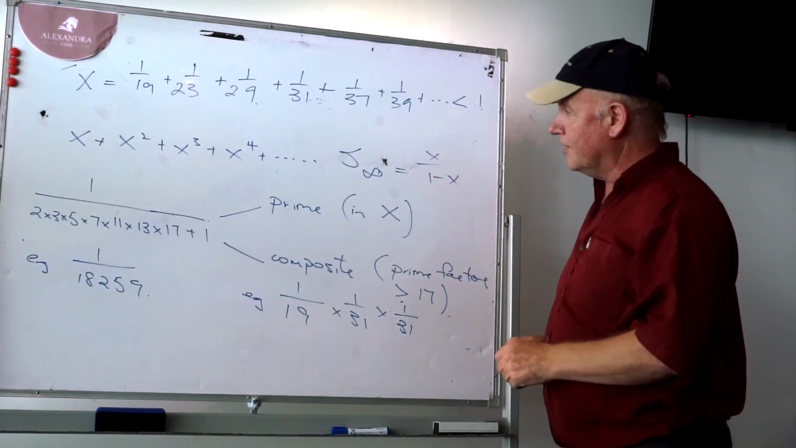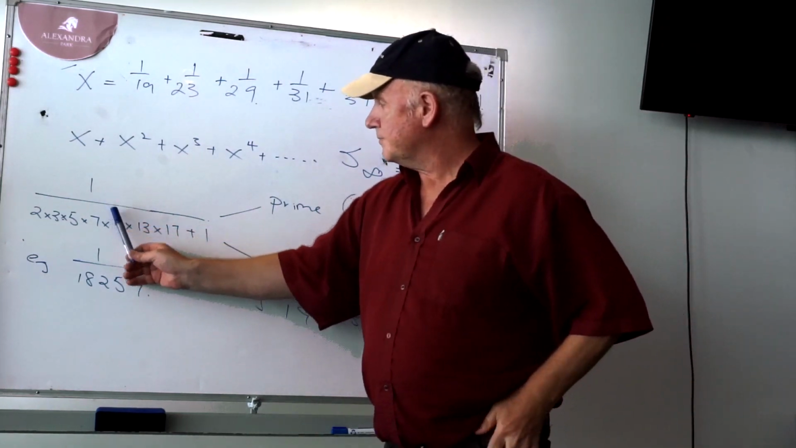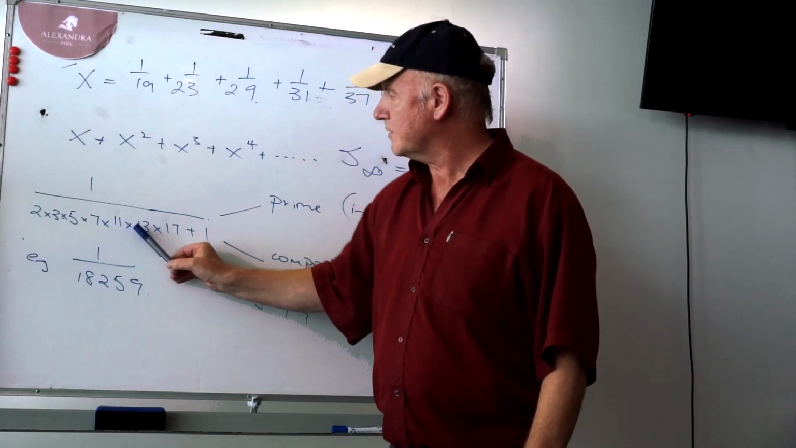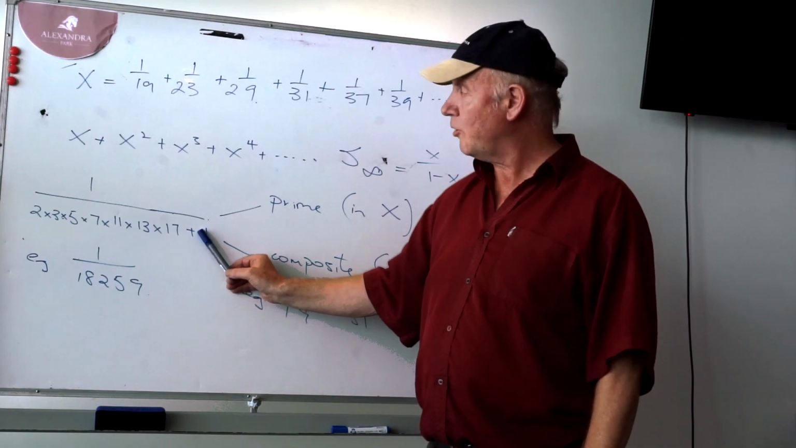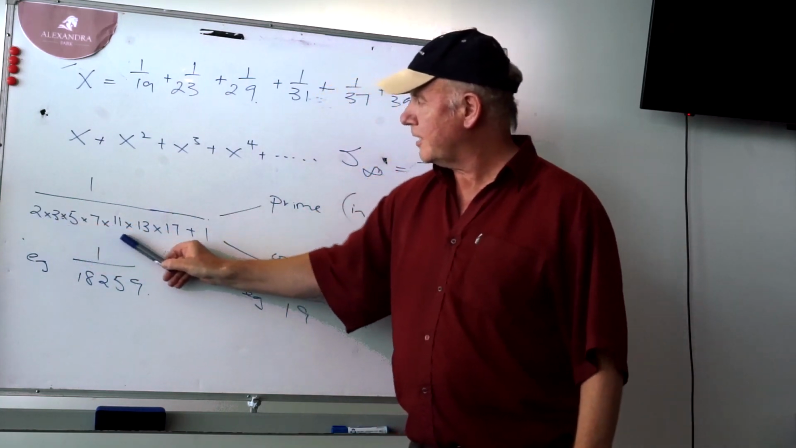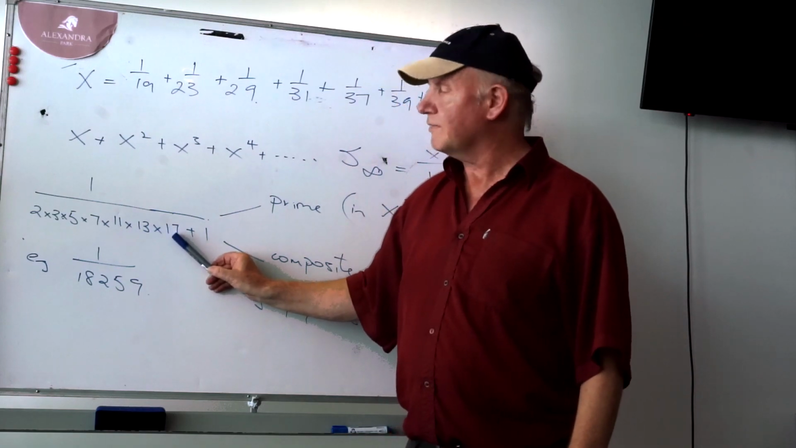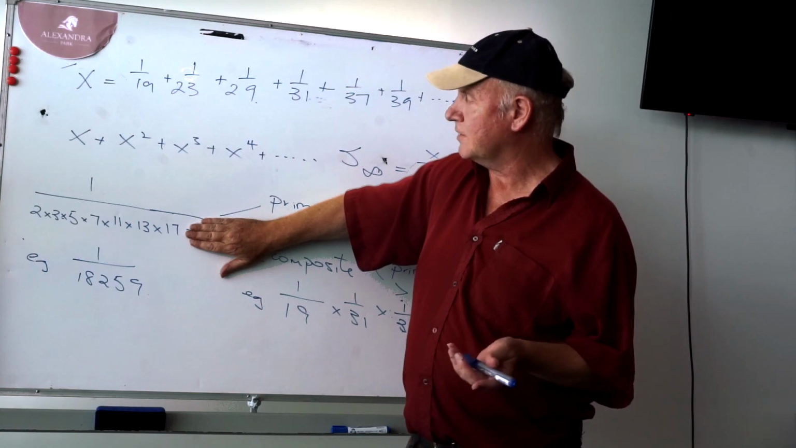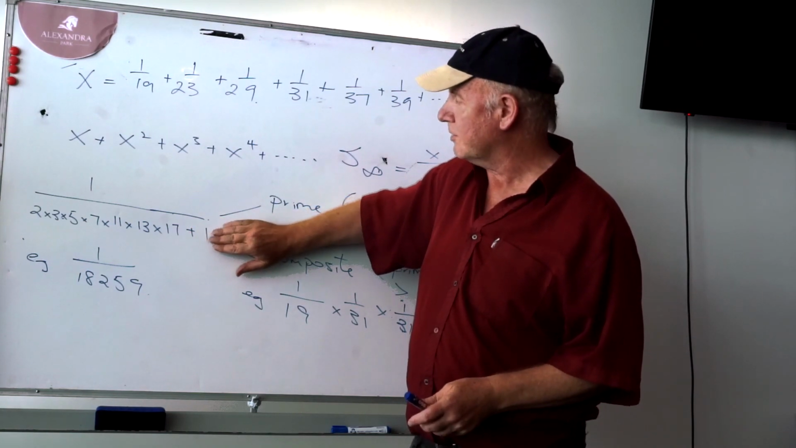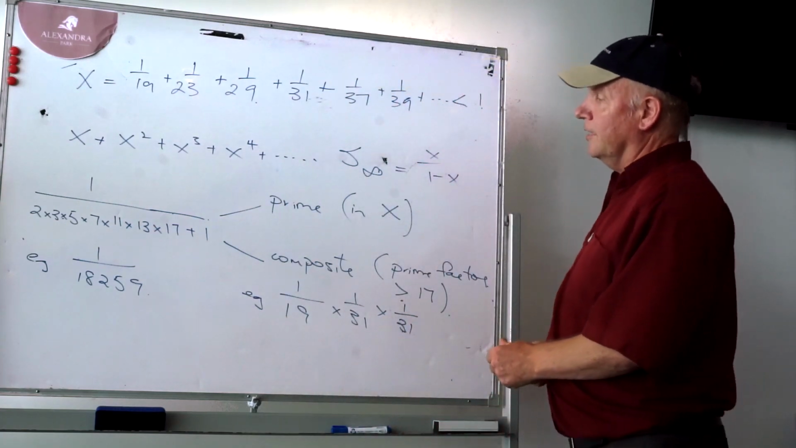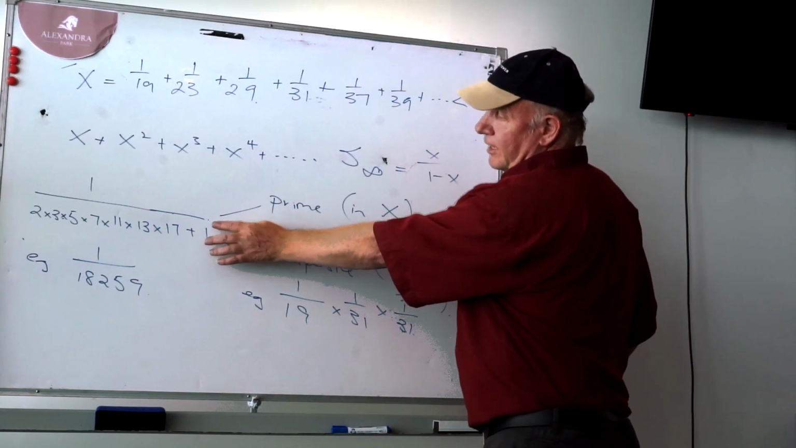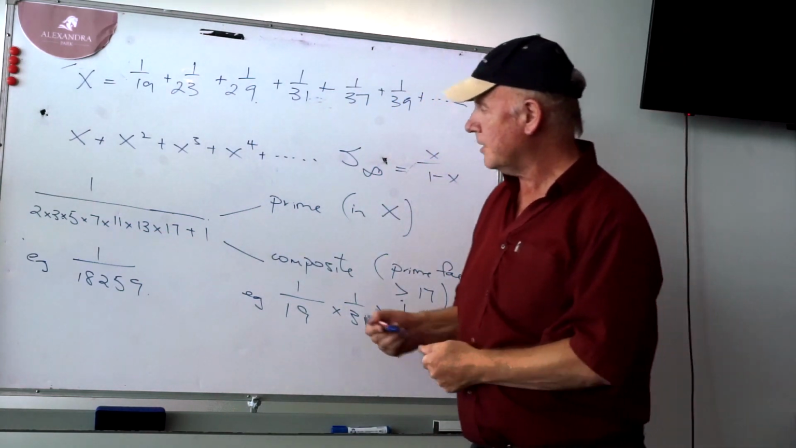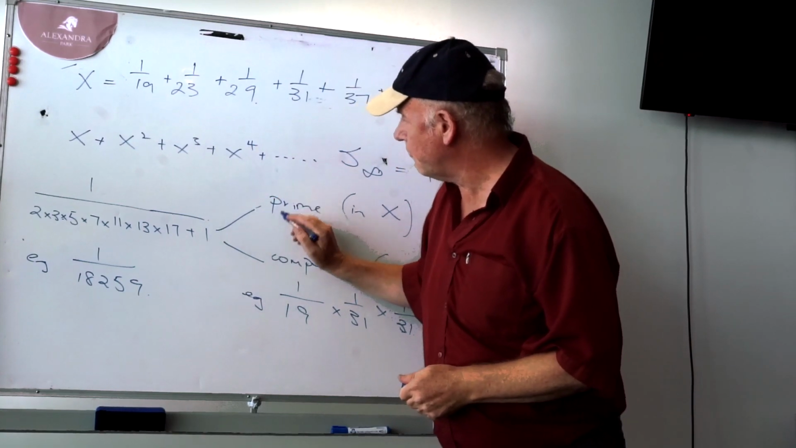Now, in general, if we have a number 2 times 3 times 5 times 7 times 11 times 13 times 17 plus 1 on the denominator, this number here is clearly not divisible by any of the primes 2 to 17. It can't be. The product is divisible by 2, 3, 5, 7, 11, 13, 17, but as soon as you add 1, it's not divisible by any of them. Which leaves the possibility that this number on the bottom is either prime or not prime.